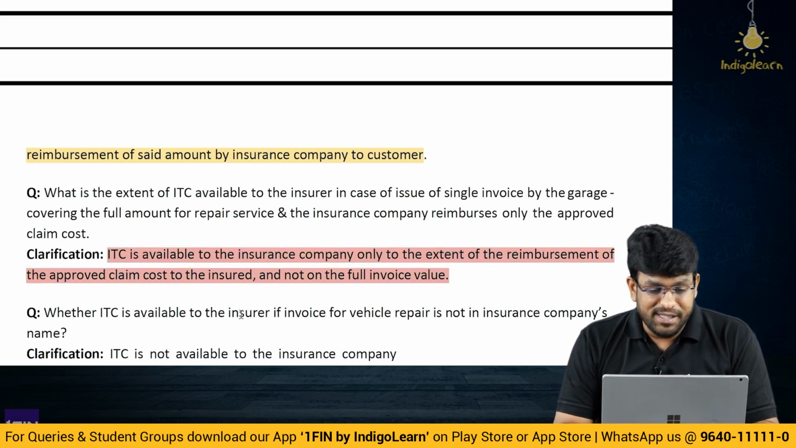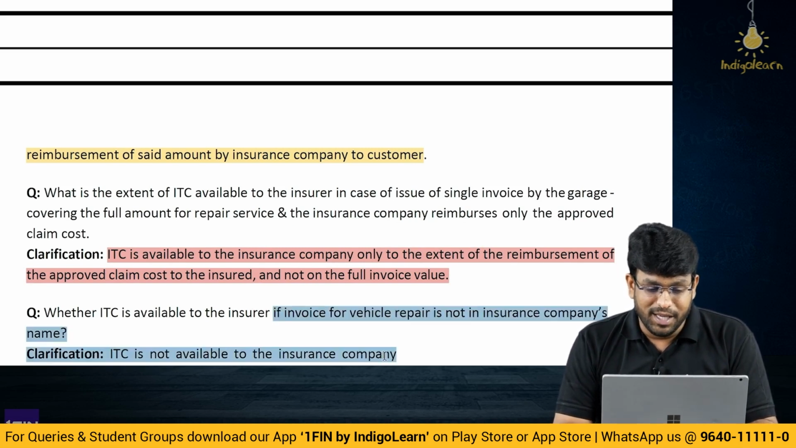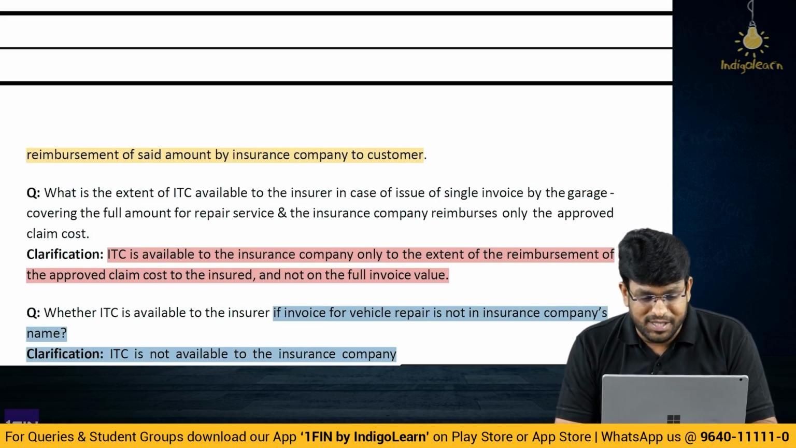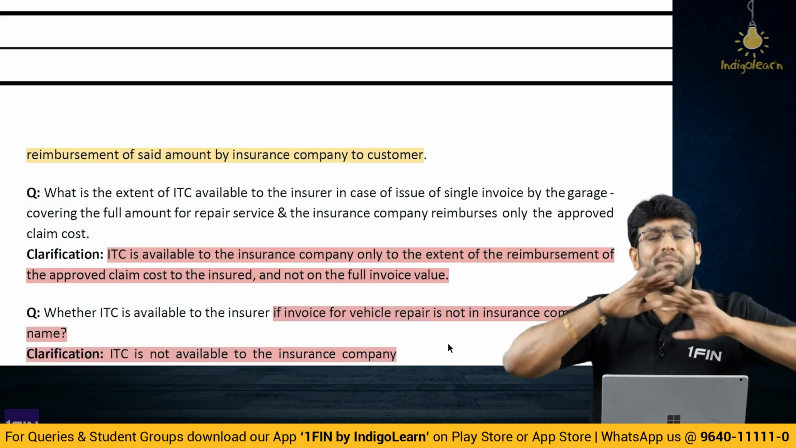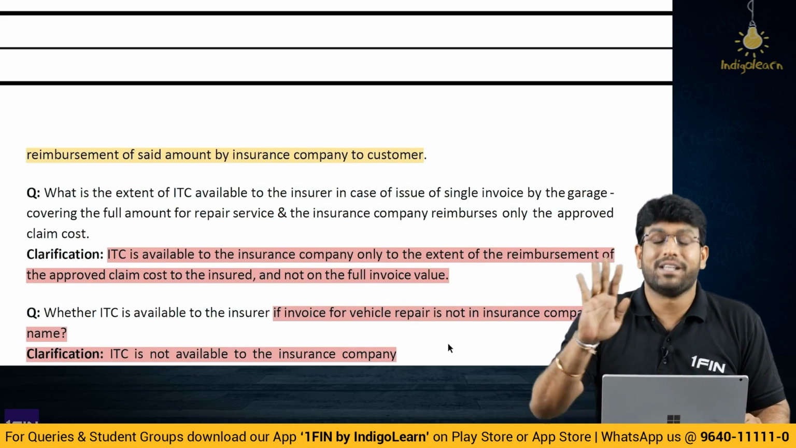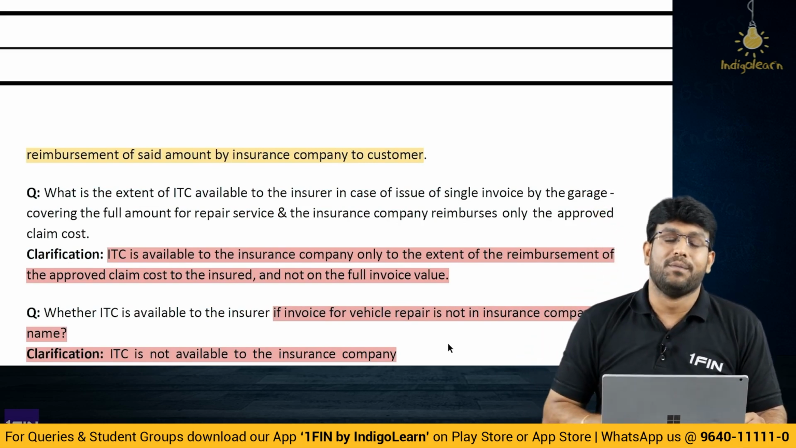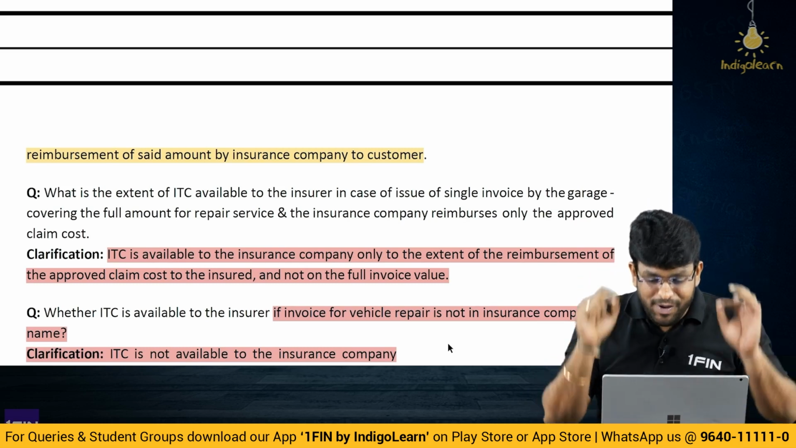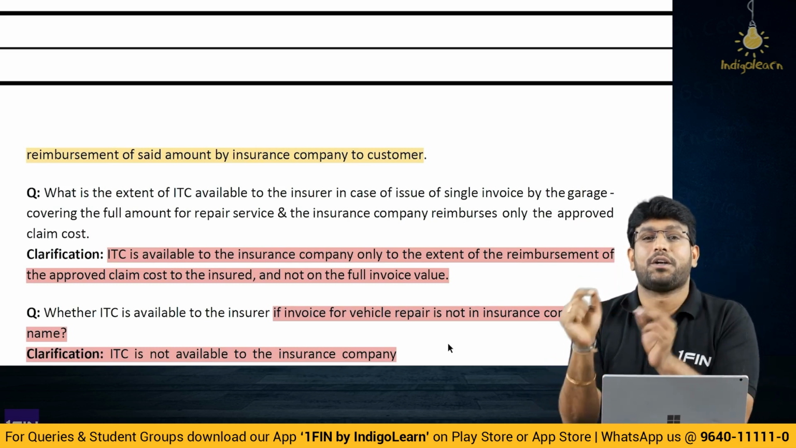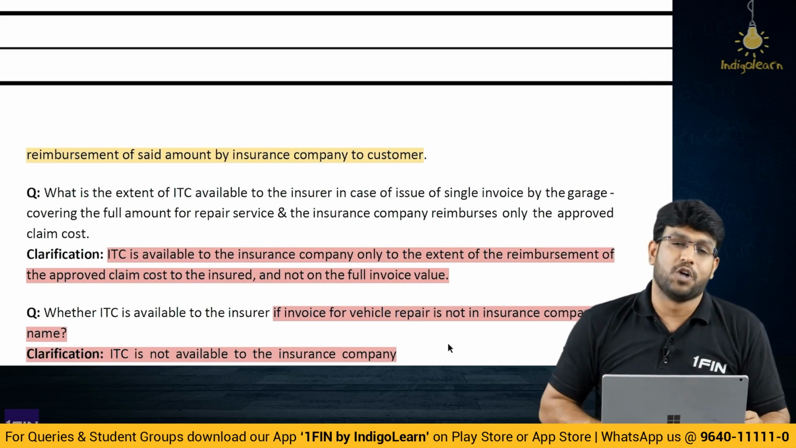Finally, whether ITC is available to the insurer if invoice for vehicle repair is not in the insurance company name. Sir, if invoice is not in insurance company name, ITC will never be available, because invoice, the tax paying document, is a mandatory evidence for the purpose of claiming credit. So these are the very, very interesting, important amendments in ITC topic, friends.